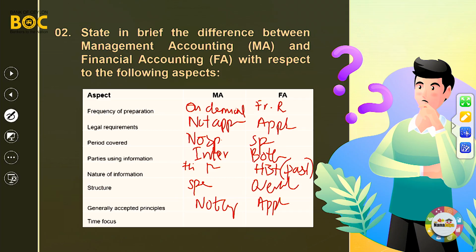The time focus. In management accounting, you always focus on the future. Based on present information, past and present information, you focus on the future. But in financial accounting, it is the past, for the year ended. Statement of profit or loss for the year ended. Statement of financial position, assets. Changes in equity for the year ended. Statement of cash flows for the year ended. Time focus: future and past.